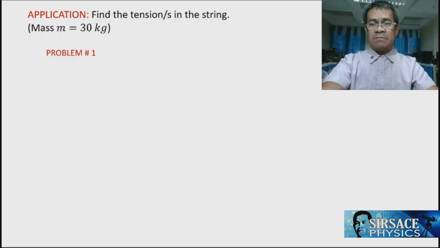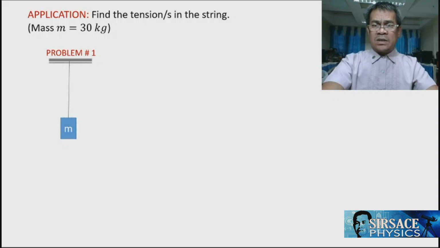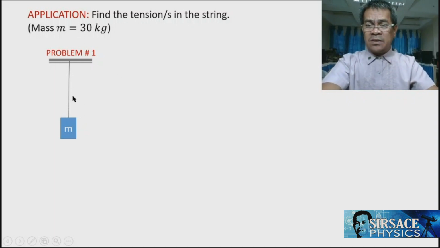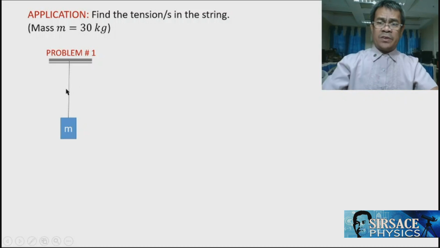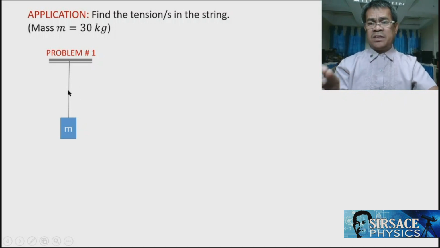The problem says that you are asked to find the tensions. In this case, we have only a string, so let us say the tension in the string, whose mass is 30. The object is hung by means of a string, and this is a 30 kilogram mass. So the question is, what is the tension? Tension is the force experienced by the string.